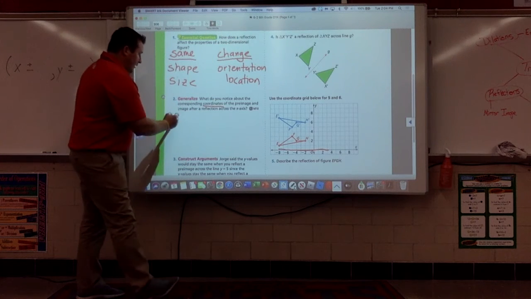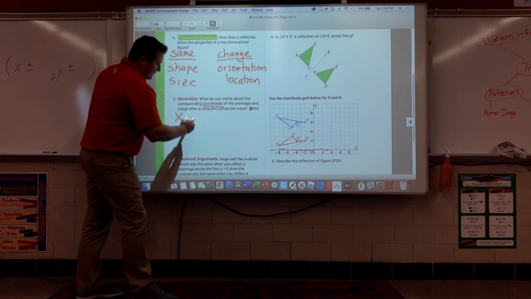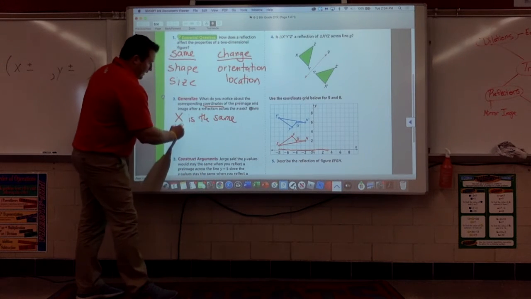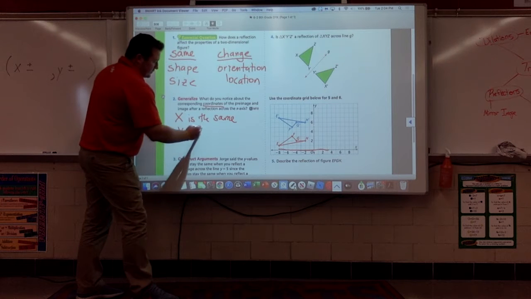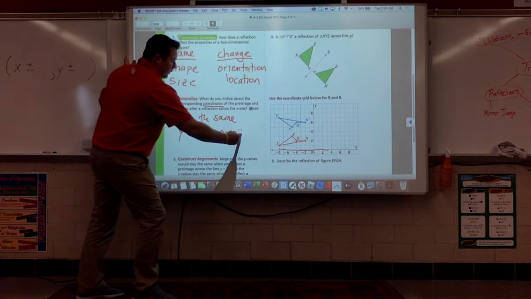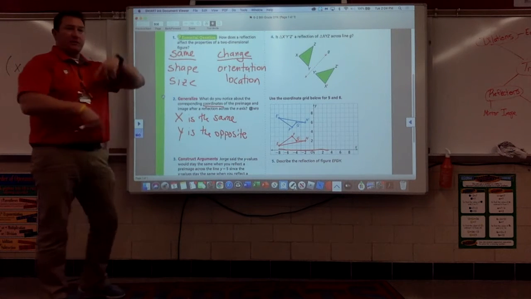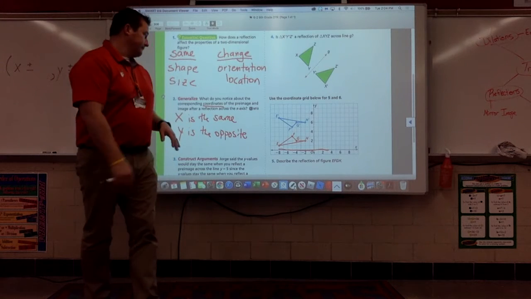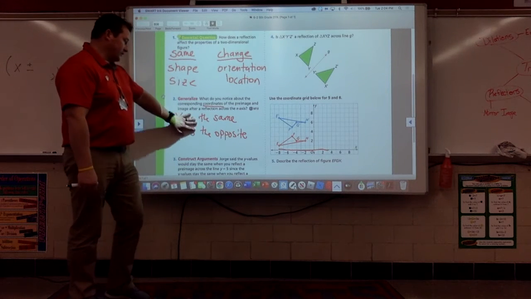Okay. So the x is the same. The y, guys, just really turns to its opposite. Okay? So if the y was at -5, it would reflect to +5. And the x value stays the same. All right, so good stuff there.